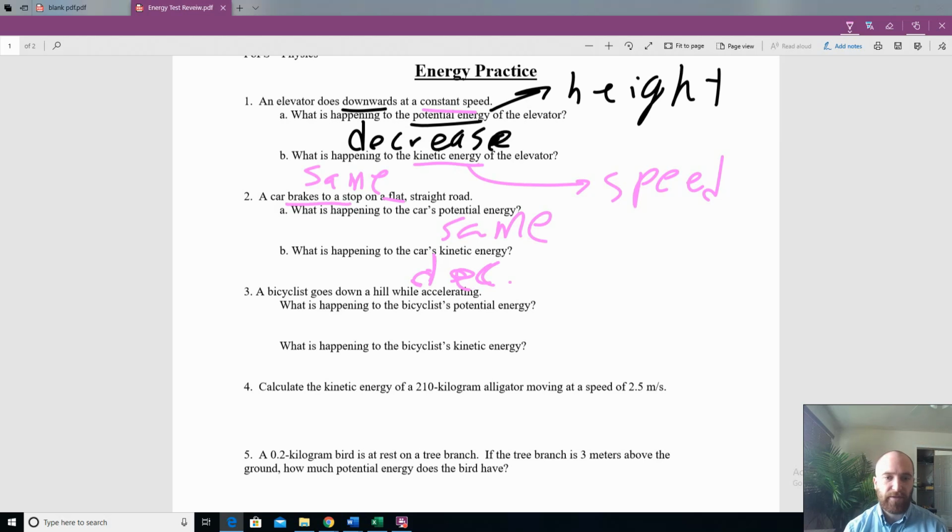3. A bicyclist goes down a hill while accelerating. What's happening to potential energy? Again, potential energy is height. If you go down a hill, you're not as high up the hill, right? So the potential energy is decreasing. Potential energy is related to height. That's the big idea here. And kinetic energy is related to speed. Well, if we're accelerating, then we must be getting faster. And if you get faster, the kinetic energy is increasing. Cool. So again, potential energy, height, kinetic energy, speed. That's what affects those two things.